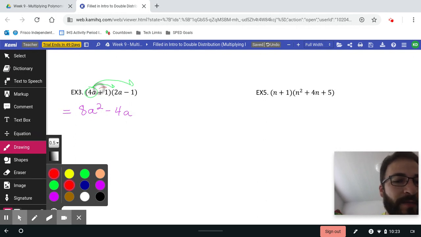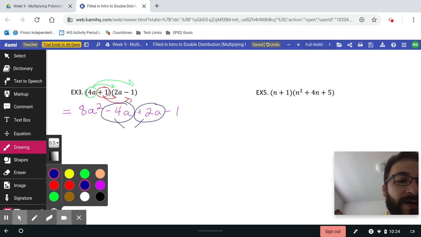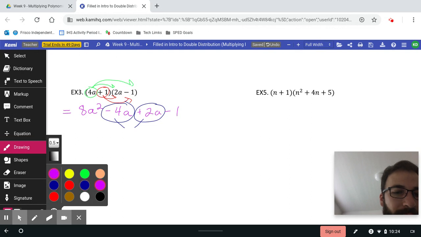Now I take my second term, the 1, we distribute it to 2a and to negative 1, and anything multiplied by 1 is just going to stay the same. So this becomes 1 times 2a is 2a, 1 times negative 1 is negative 1. And then we only have one set of like terms, negative 4a and 2a. Negative 4 and positive 2 gives us negative 2. And then everything else stays the same.